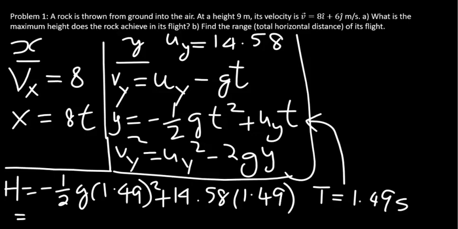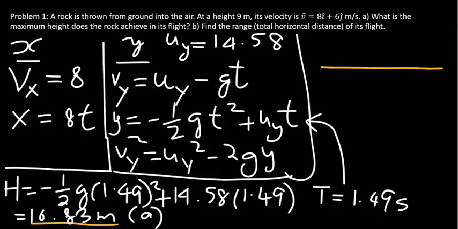And that's going to give you 10.83 meters for the maximum height. So that's the answer for part A. So basically what we have computed is, for a trajectory like this, the maximum height, which is h.